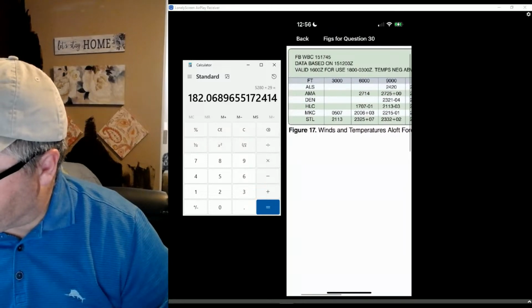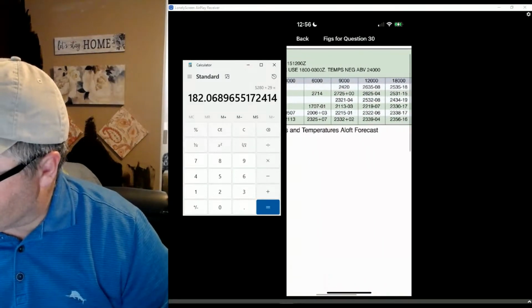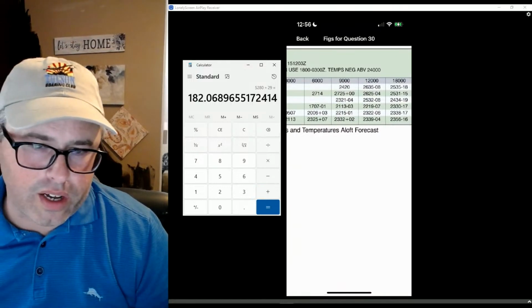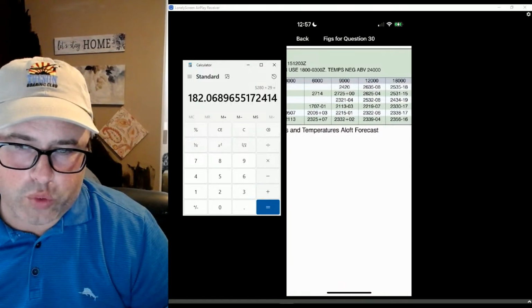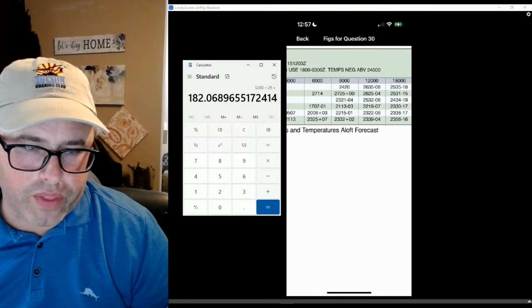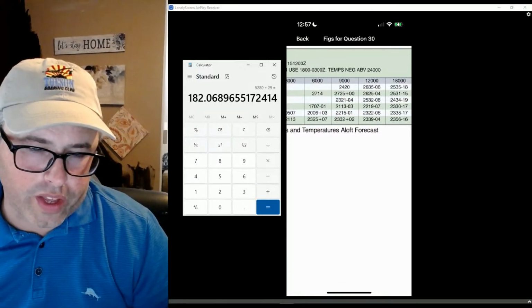So they tell you a little bit in there about what it is. Temperatures, if you look above, are negative above 24,000 feet. We're not there, so we don't have to worry about that. But they're always going to be negative above 24,000 feet.